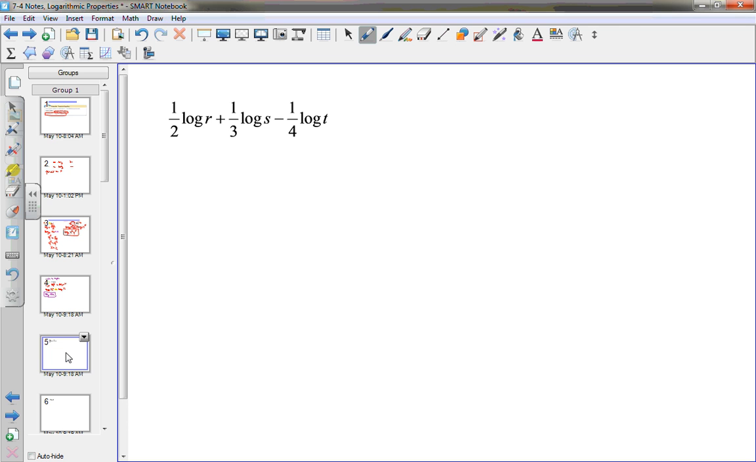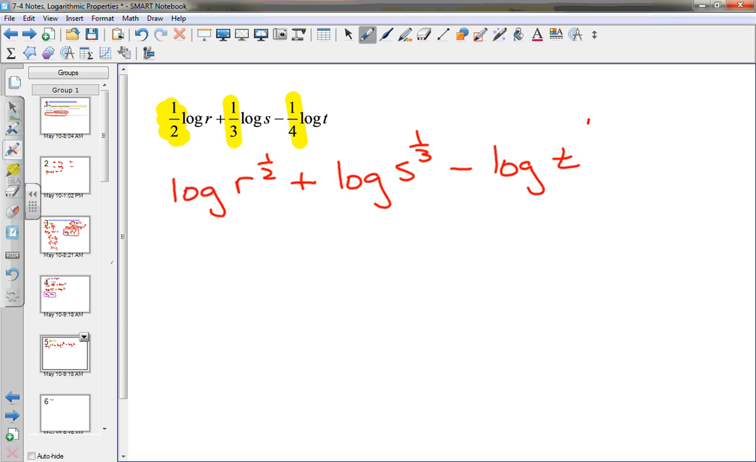I have this long, ugly thing. So the first thing to look for are what in front of my logs? Numbers in front of your logs. Do I have any numbers in front of my logs? Yes. So what do those become? They become powers. So I'm going to have log base 10 of r to the 1/2 plus log of s to the 1/3 minus log of t to the 1/4.